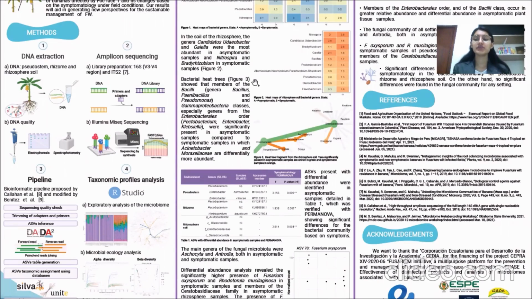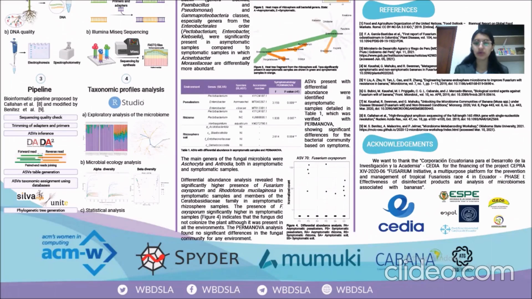Bacterial heat trees show that the members of Bacilli and Gammaproteobacteria classes, especially genera from the Enterobacterales order, Pectobacterium, Enterobacter, Klebsiella, Bacillus, Paenibacillus, and Pseudomonas, were significantly present in asymptomatic samples. Also, ASVs with different abundance were identified in asymptomatic samples, as shown in table number 1, which was verified with a PERMANOVA analysis showing significant differences for the bacterial community based on symptoms.